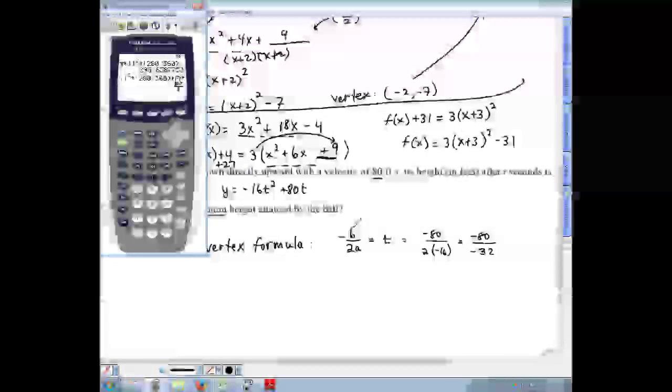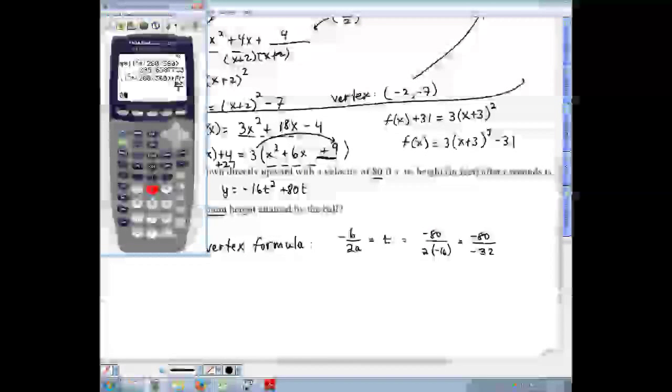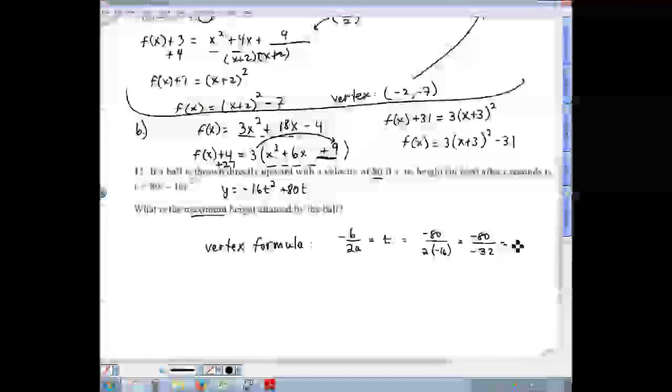You are allowed to use a scientific calculator. I'm going to be using this graphing calculator just because that's the one I have available, but you're going to want to use your scientific calculator. 80 divided by 32 is 2.5. And that's 2.5 seconds, remember, because this is the value of t.